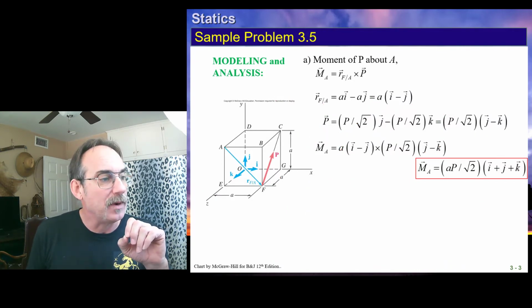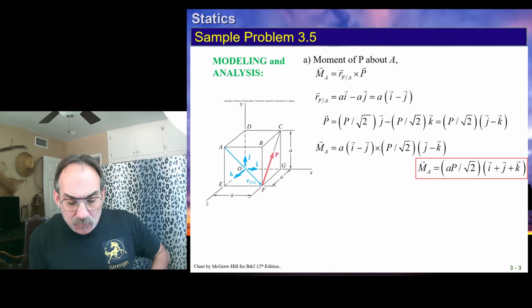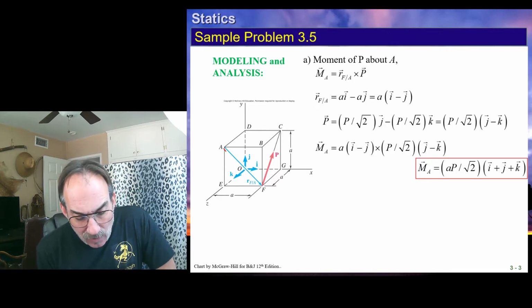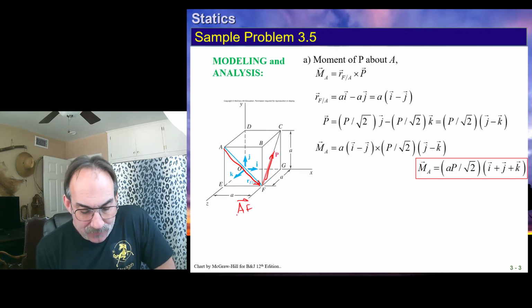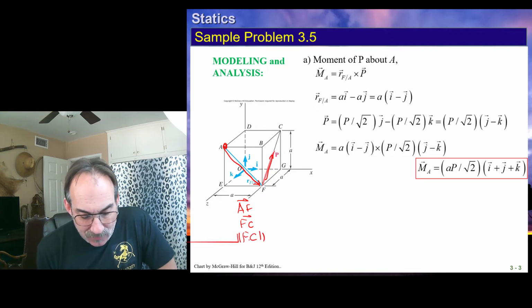So let's rethink what we did here. We said, all right, we're going to need to take the cross product of this position vector crossed with this force. So we started off by getting our position vector AF. That's the position vector from the point we want the moment about to any point along the vector. We then calculated the unit vector FC, which means we calculated FC itself, then the magnitude of FC. Then we used that to get the unit vector FC, which is just FC divided by its magnitude.